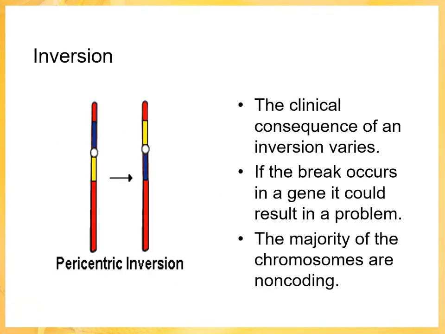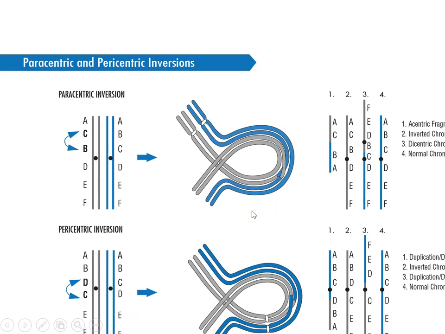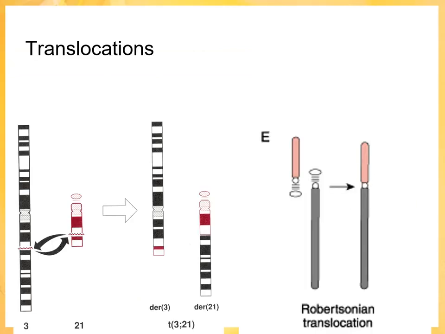what it is. An inversion: here it should be red, blue, yellow, red, but the red and the blue flip, so it's cut on both sides and flipped in the middle. Usually this doesn't cause a problem for the individual unless there's a gene where it's cut, but it can cause problems during meiosis when the chromosomes have to twist in a weird way in order for crossing over, and can result in unusual fragments. So if a parent is a carrier of an inversion, it can increase the risk of having unbalanced offspring.